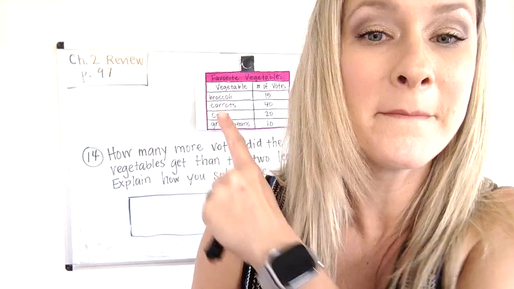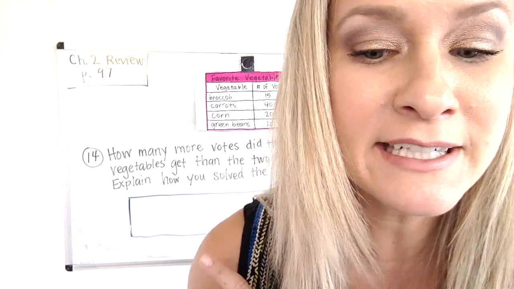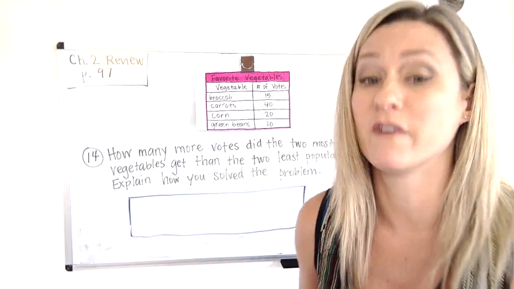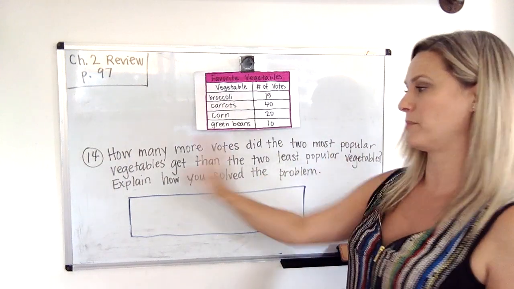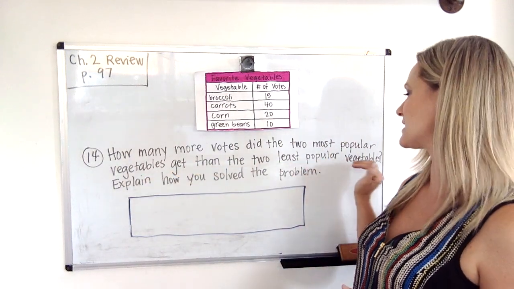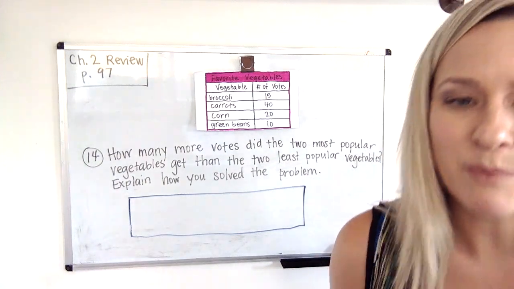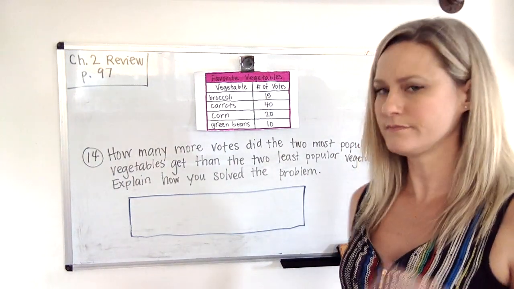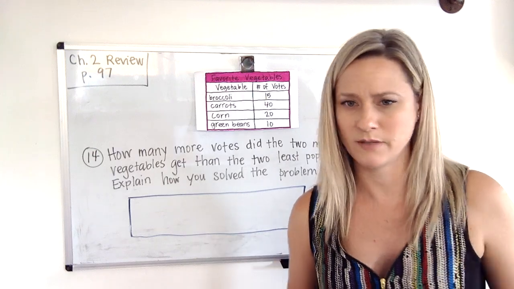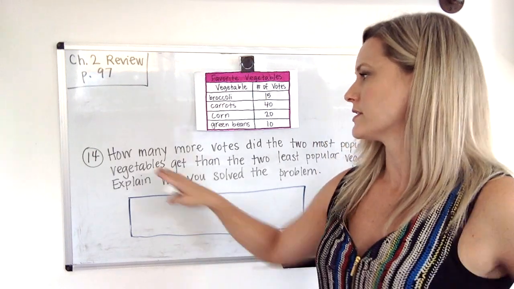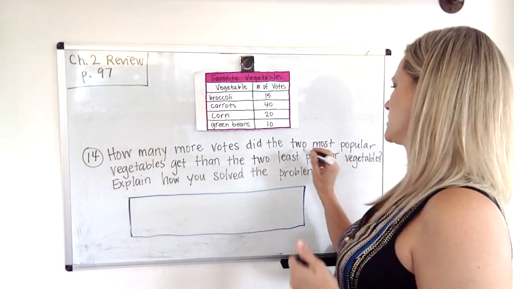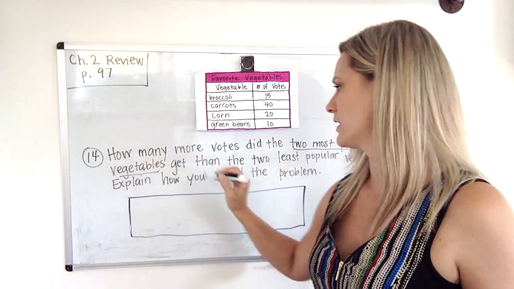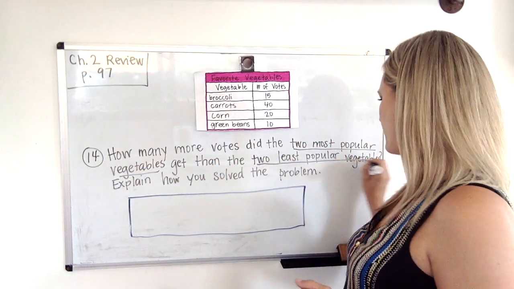Okay, we're going to do number 14 next, which is going to use this information, but I'm going to make a little room. So hold on, kids. We're back. Number 14. Are you ready? How many more votes did the 2 most popular vegetables get than the 2 least popular vegetables? Explain how you solved the problem. Don't forget, I'm going to talk to explain, but you have to write to explain.